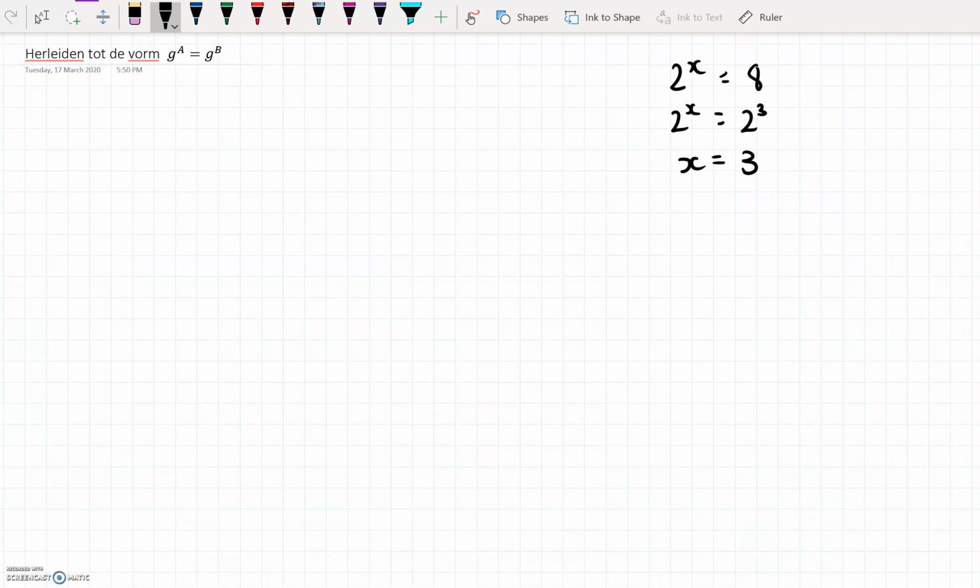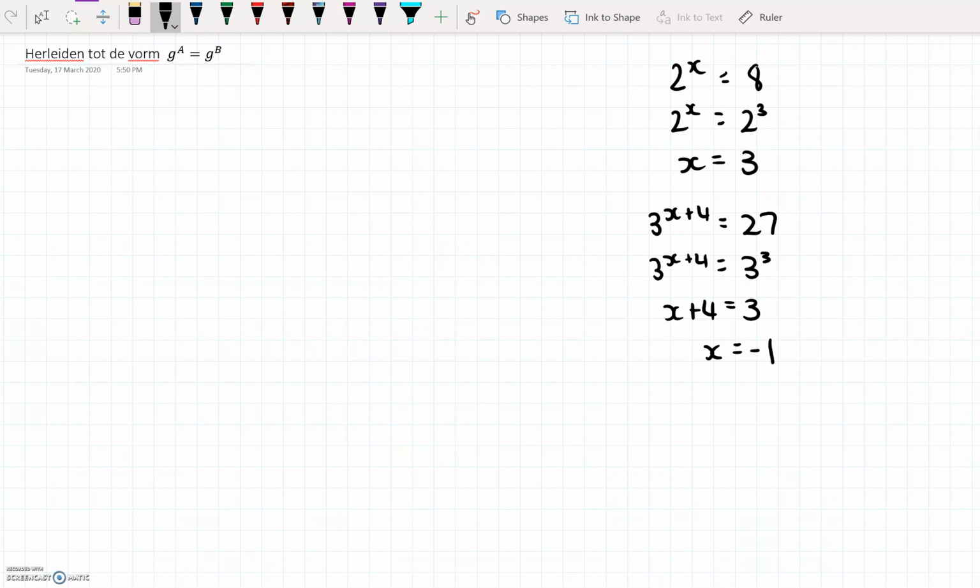We also said 3 to the power of x plus 4 is equal to 27. Then we could say 3 to the power of x plus 4 is equal to 27 can be written as 3 cubed. Okay, from there we could say x plus 4 is equal to 3, and therefore x is equal to minus 1. Sometimes you're going to get an equation where this is not possible.